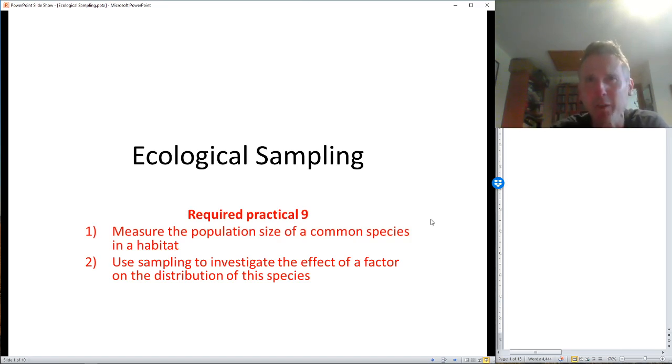Anyway, we're going to look at ecological sampling, which you'll have done at Key Stage 3. I think in Year 8 we do it, where we go to the field, so there's nothing really different. It's just keeping it tight in terms of how you say things. And there's 2 parts to this required practical.